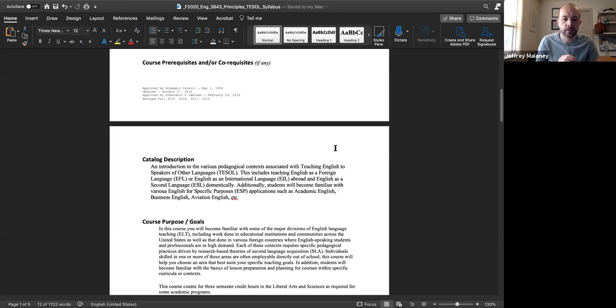So hopefully this will give you a nice understanding of the major areas of TESOL, and then also we're going to be talking about the differences between things like English as a foreign language or English as a second language, English for specific purposes or English for academic purposes. If that doesn't mean anything to you yet, it will, I hope so.